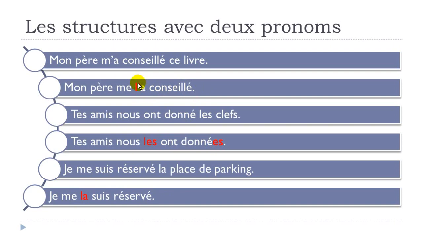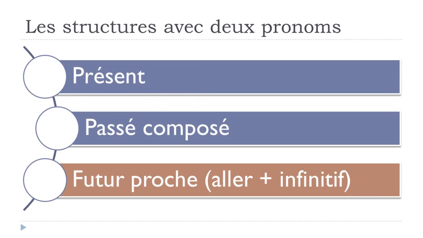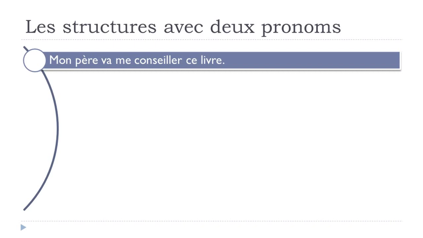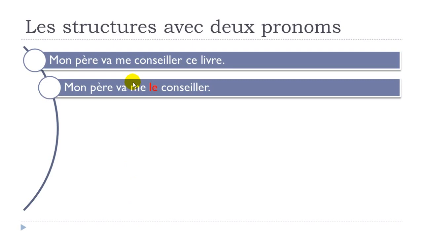Okay, so let's see now how it will work with the futur proche, so a structure with two verbs. Same example, mon père va me conseiller ce livre, and now you can see something interesting: me and le will be placed before the second verb. So mon père va, you put first your verb, me le conseiller. Keep in mind that me and le should be before the second verb.